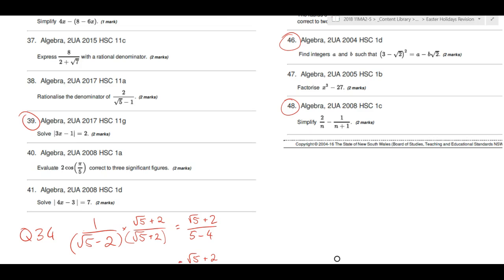Over here looks a bit interesting. It's asking us for integers a and b such that the square of this is equal to a minus b root 2.